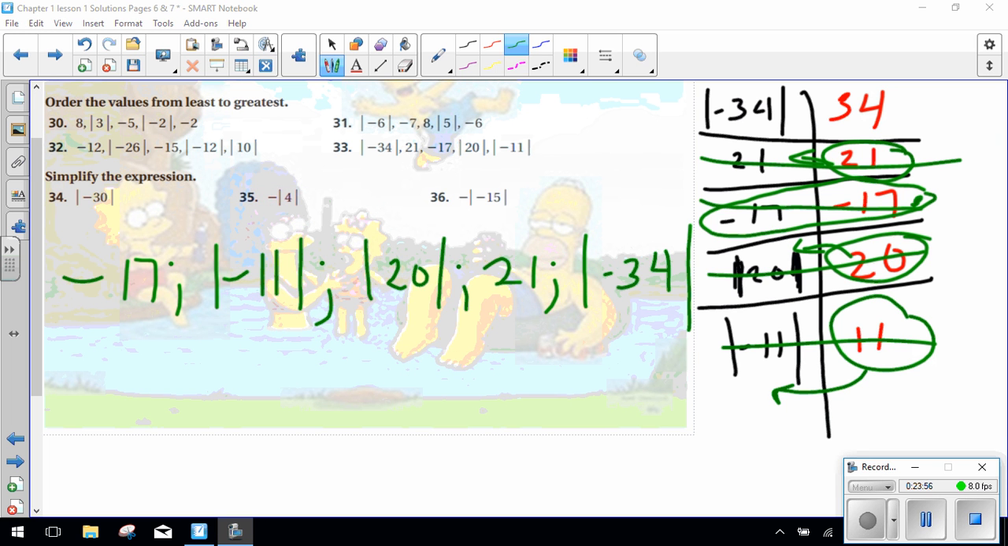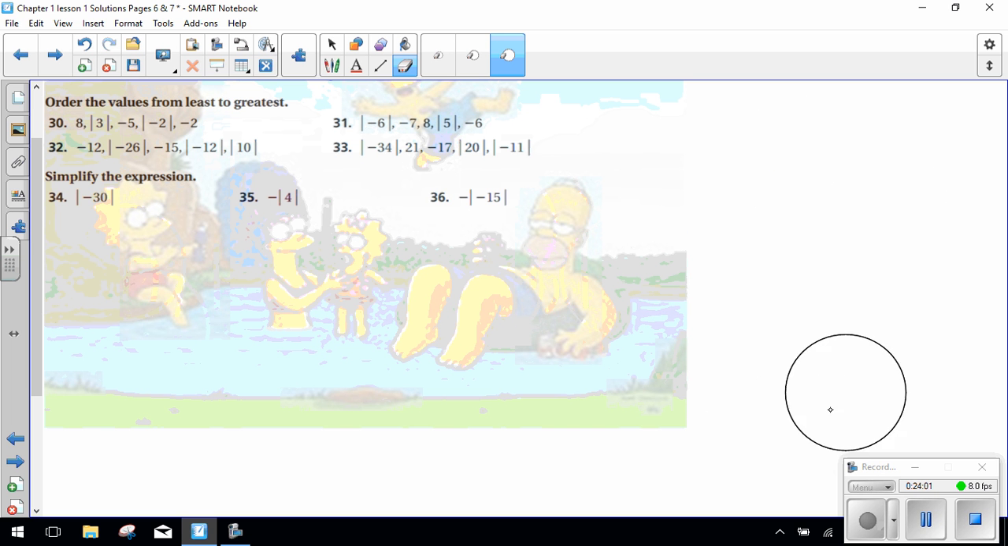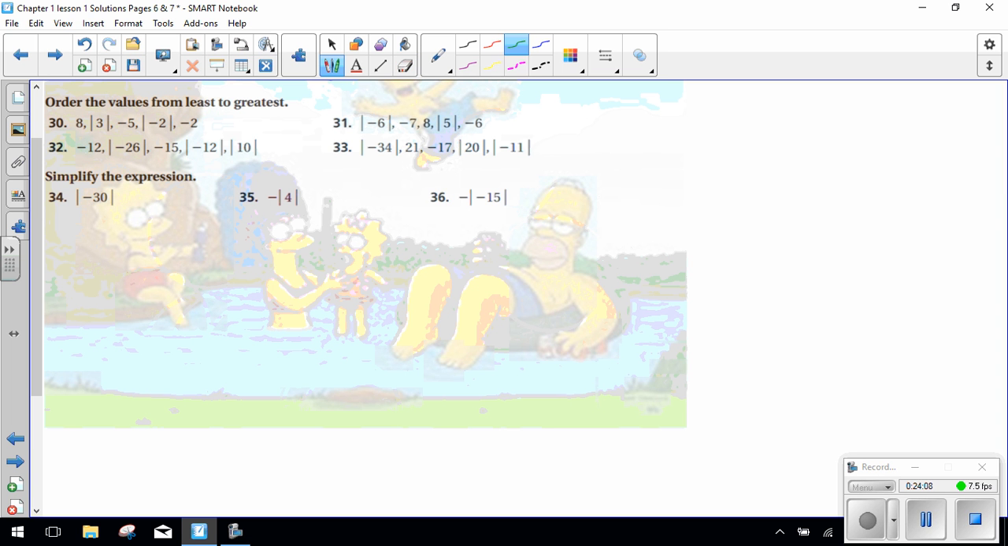Okay, so there is number 33. I promise you the last three are much easier than those. Ordering's not super difficult, it just takes time. Seventh graders are generally very impatient.